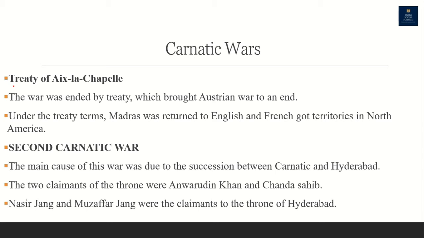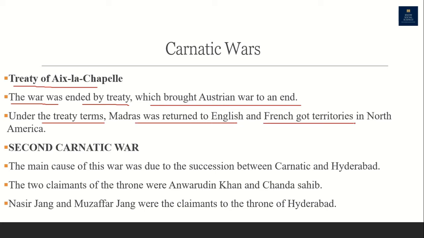The first Carnatic War came to an end by the Treaty of Aix-la-Chapelle. The war was ended by the treaty which brought the Austrian war to an end. Under the treaty terms, Madras was returned to the English and the French got territories in North America.